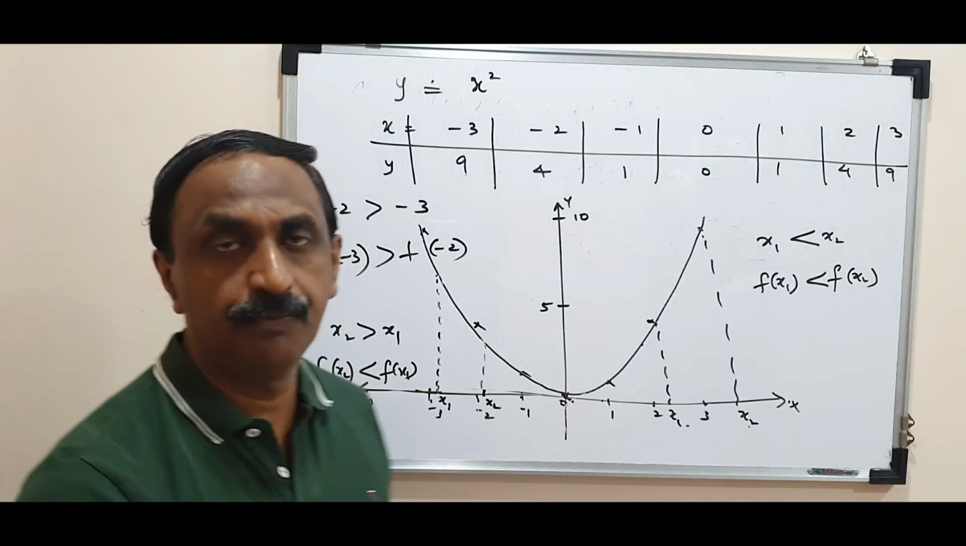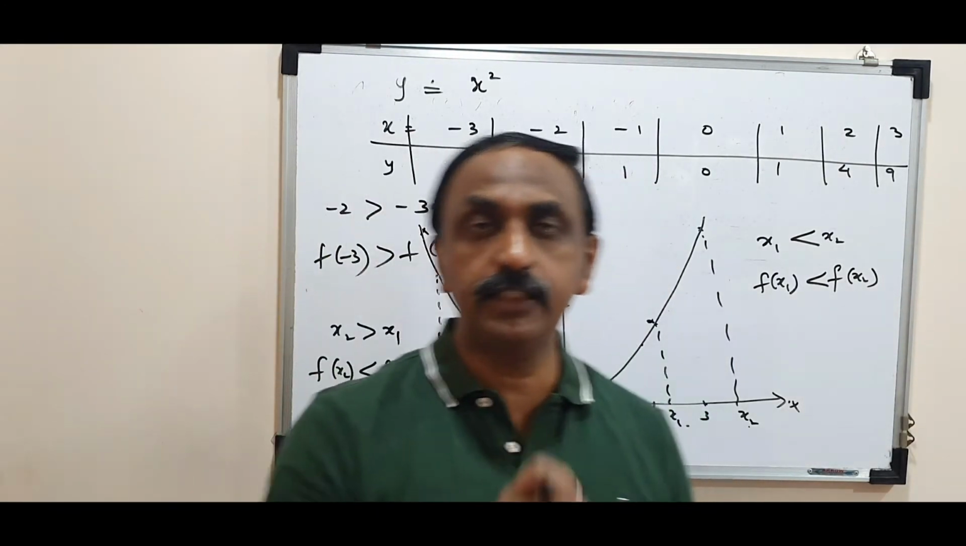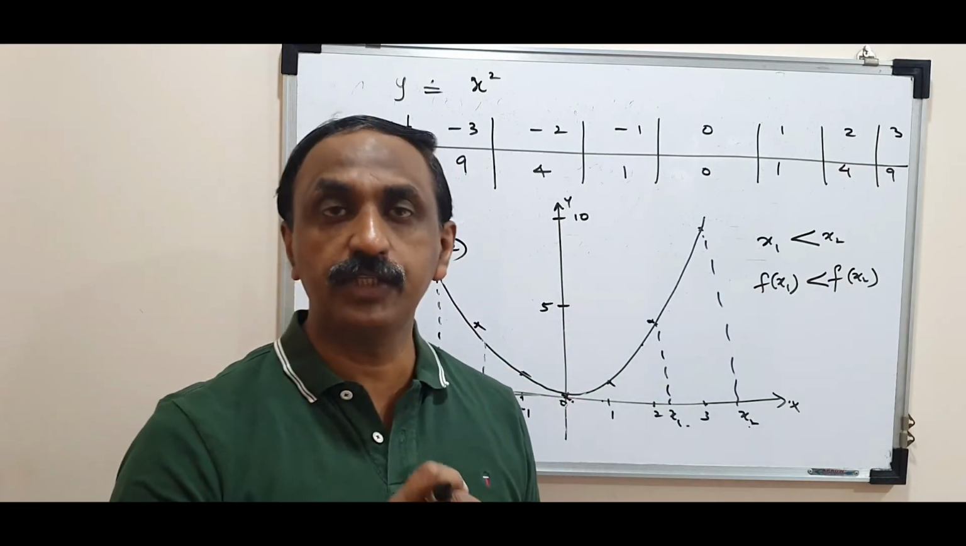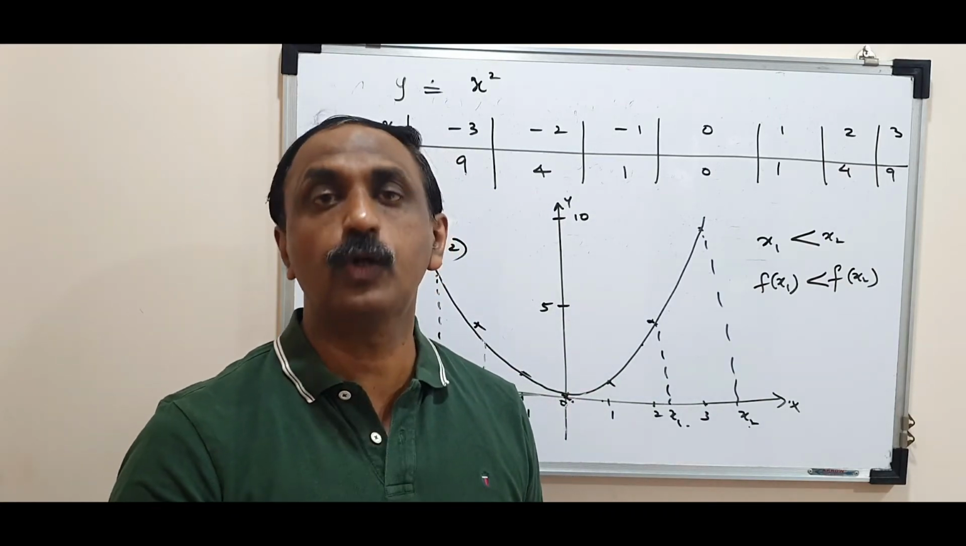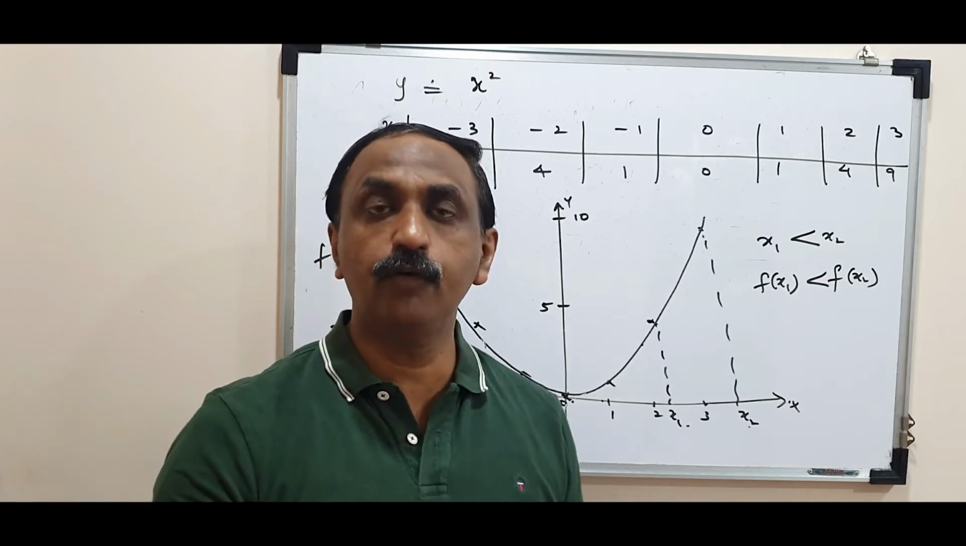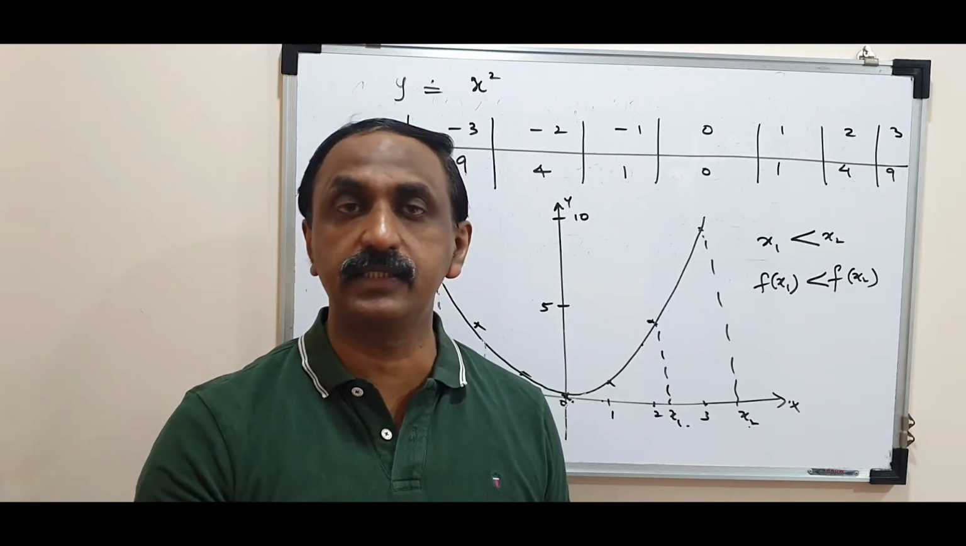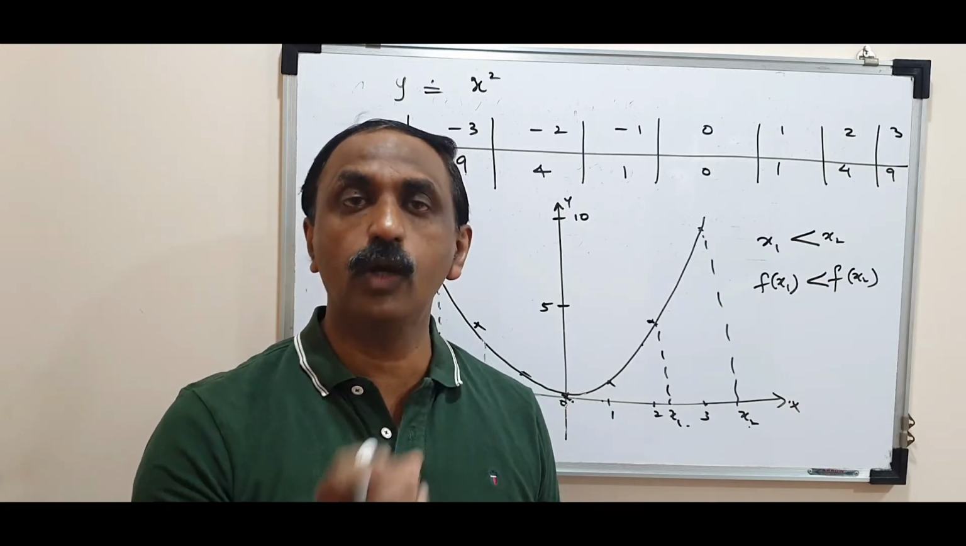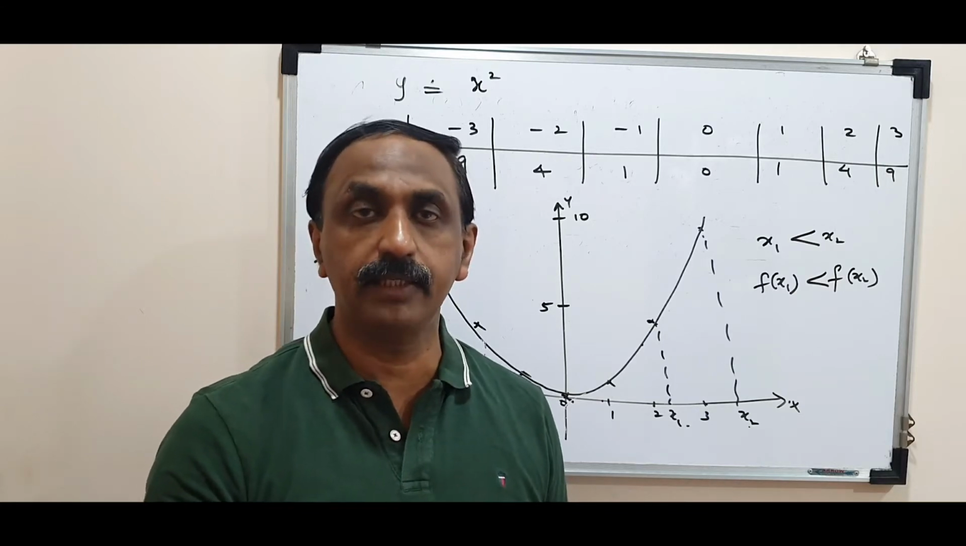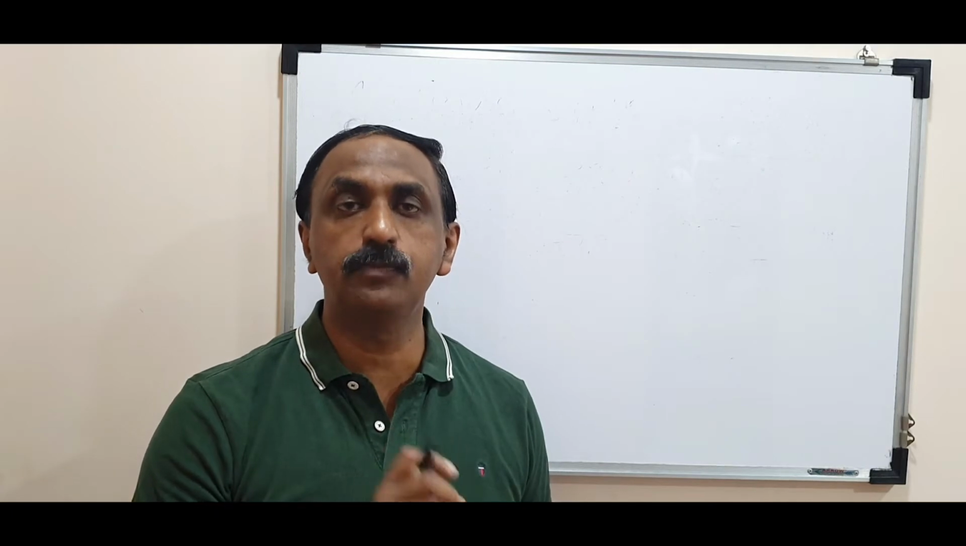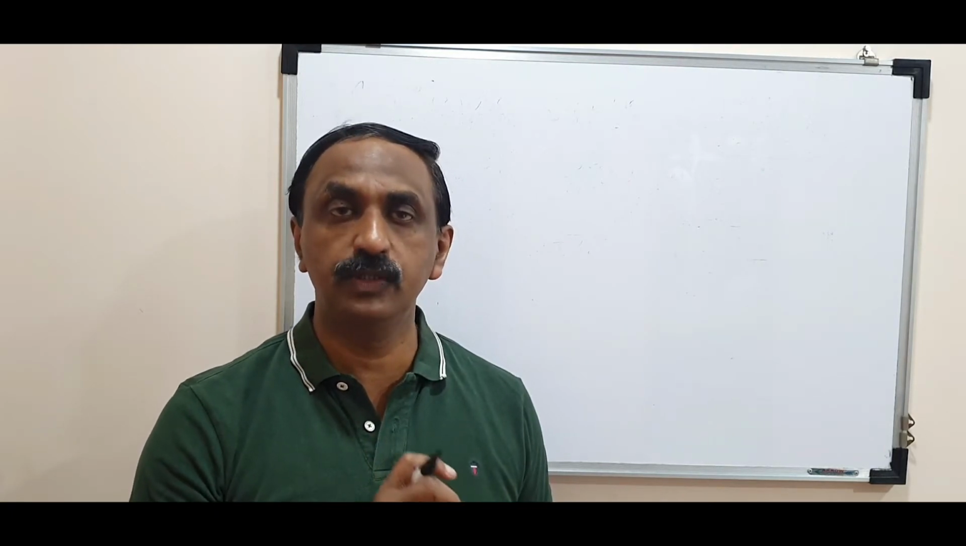Now I'm going to show how we apply the derivative to decide whether the function is monotonically increasing or monotonically decreasing. Another word for monotonically increasing is strictly increasing. If you use the word strictly or monotonically, both mean the same thing. Now we will check how to apply the derivative to decide when the function is increasing and decreasing.